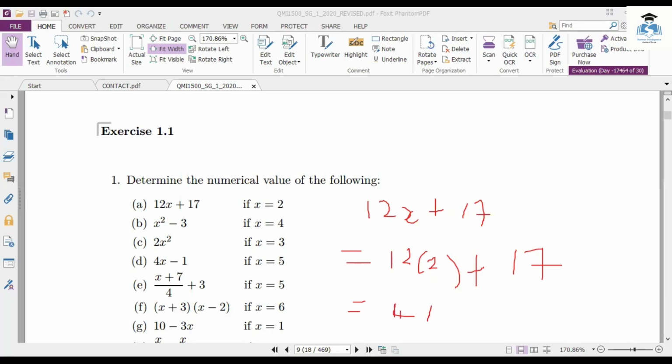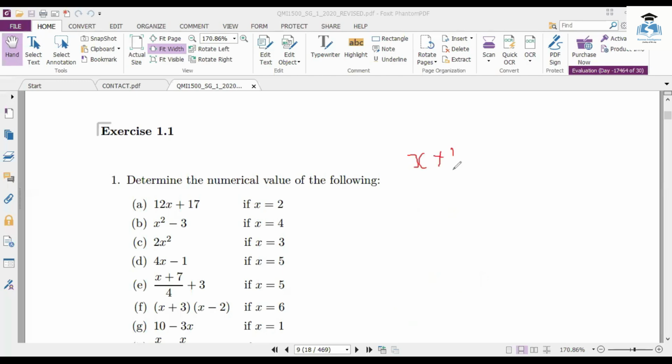I hope so far everyone is following and no one is lost, right? Let's do together E. x plus 7 over 4 plus 3. This one, when x equals 5. Anyone to contribute?